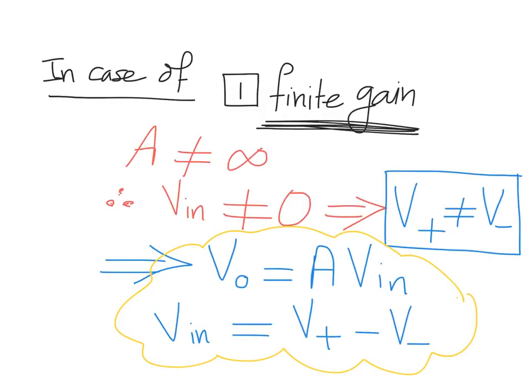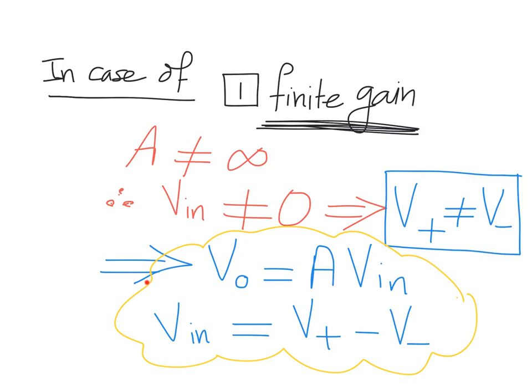Now let's go through some special cases in this operational amplifier. If we have non-ideality terms, in case of not infinite gain but a finite gain, so A is not equal to infinity anymore, then Vn is not equal to 0 anymore. It means V plus and V minus are not equal as well.